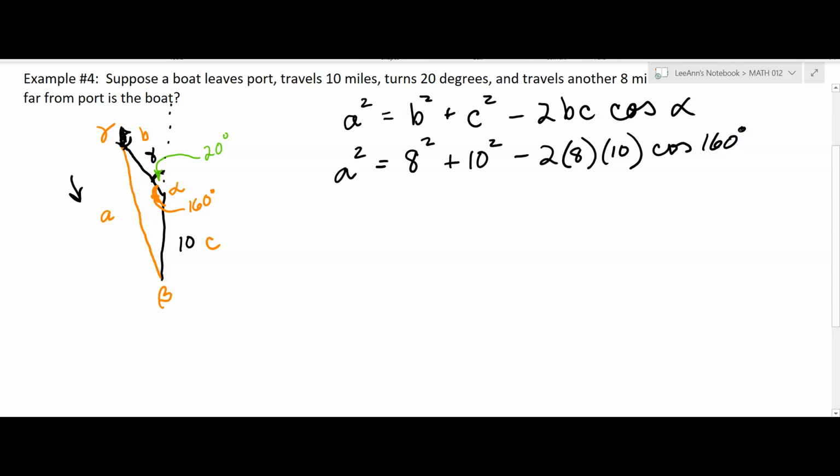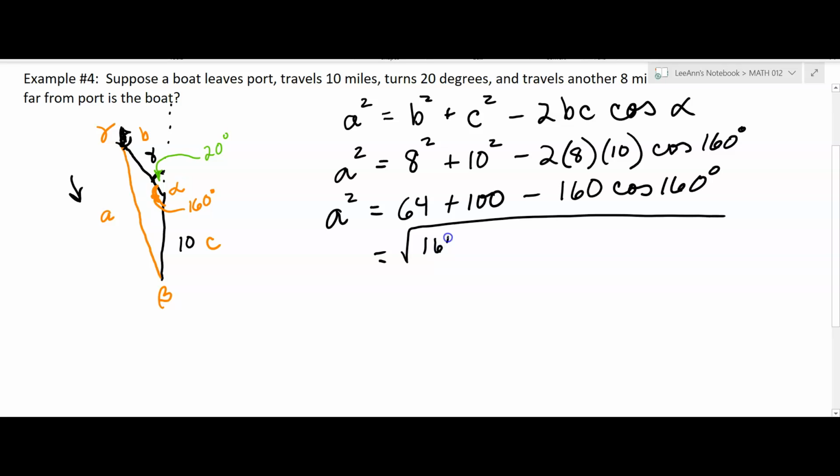160 degrees. Okay, A squared is going to equal, now sometimes to save a little work on the calculator, I'll do a little of this work by hand, just to save some time. So I want the square root of 164 minus 160 cosine 160 degrees, and this is going to be A. Now we know this is going to be positive, so if you were worried that she just took the square root of both sides and didn't make it plus or minus, well, this is a distance, so it's going to be plus.